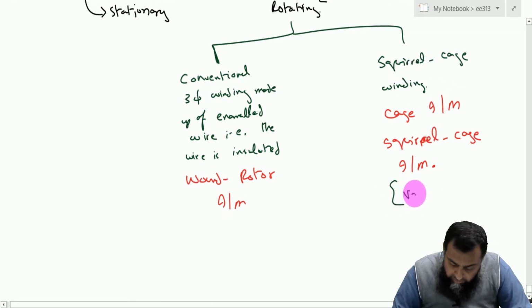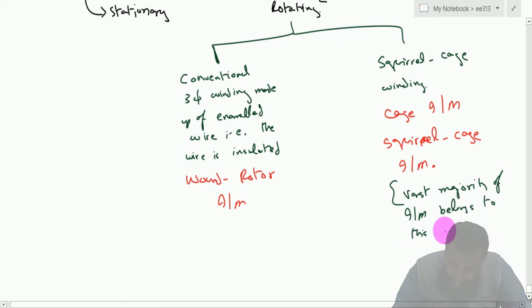So we can say that a vast majority of induction machines belong to this type of rotor winding, and hence they are known as the squirrel cage induction machines.